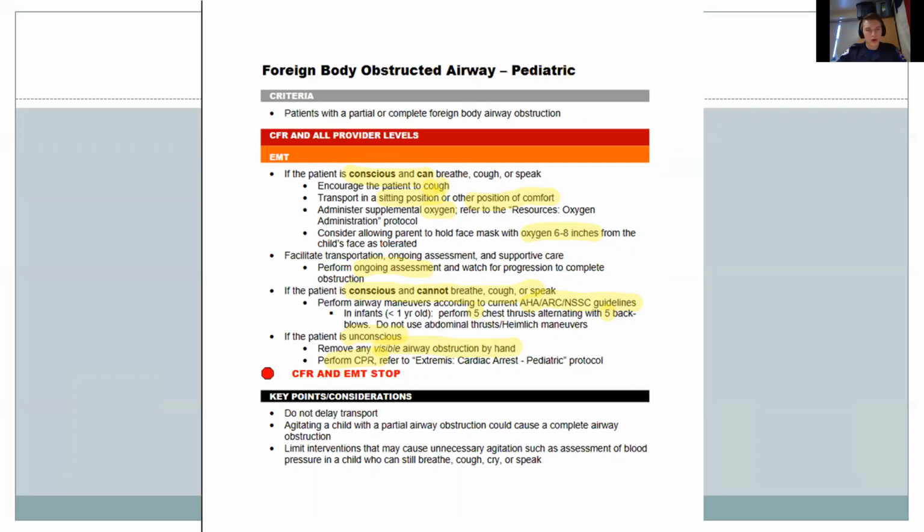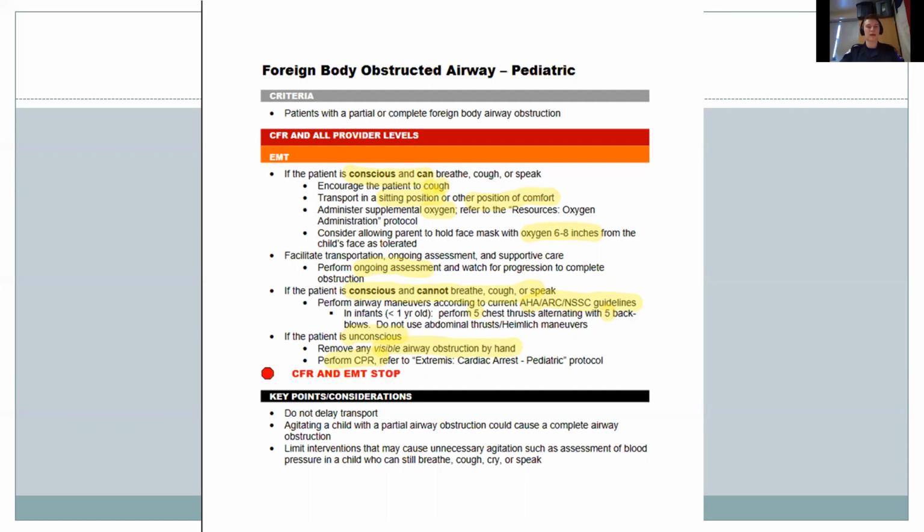And then instead of Heimlich, you don't do the standard Heimlich maneuver on an infant. You just do 5 chest thrusts alternating with 5 back blows. Do this alternate a few times. That way it's a little bit gentler on the patient's body, on the infant's body. It still gets the same effect. And then again, if the patient's unconscious, same procedure.